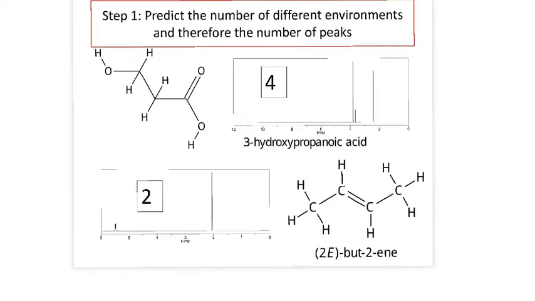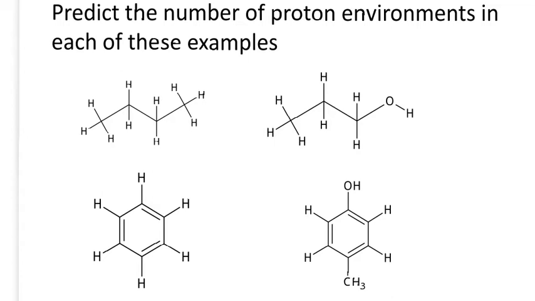So this is what the actual spectra look like. So you can see 3-hydroxypropanoic acid, you've got 1, 2, 3, 4 peaks, and for butene you've got 1, 2. Don't worry too much about the fact that the peaks on the bottom one aren't single peaks, we'll talk about that later.